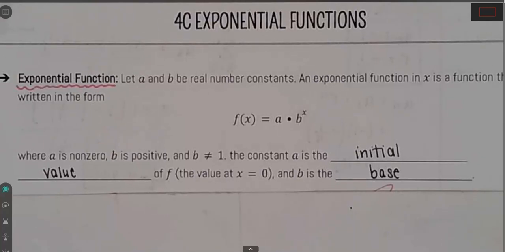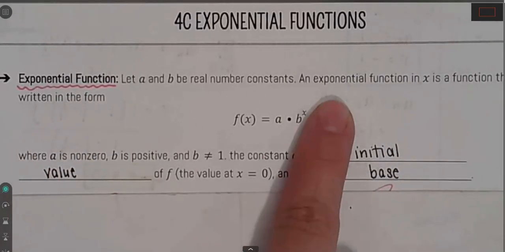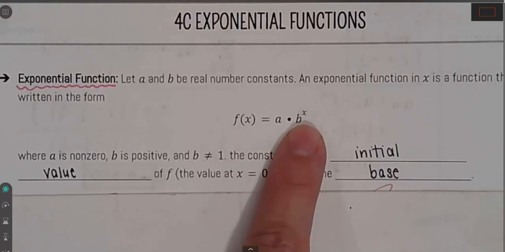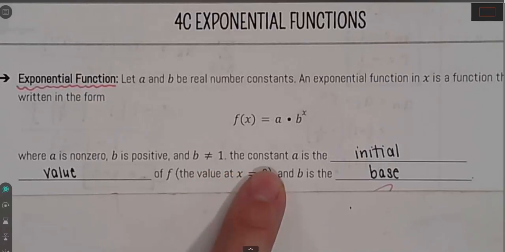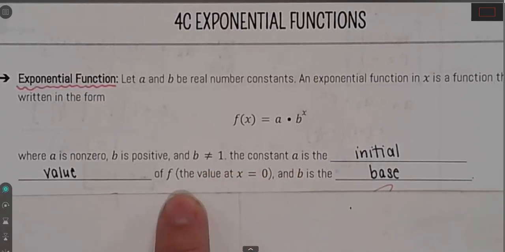Okay, so exponential functions. I am kind of going into this assuming that you guys have seen exponential functions before. When we get into logarithms, I'm hoping all of you have done logarithms also. So the basics of exponential functions. Let a and b be real number constants. An exponential function in x is a function that can be written in the form f of x equals a times b to the x power, where a is non-zero, b is positive, and b does not equal 1. The constant a is the initial value of f, the value at x equals 0, and b is the base.